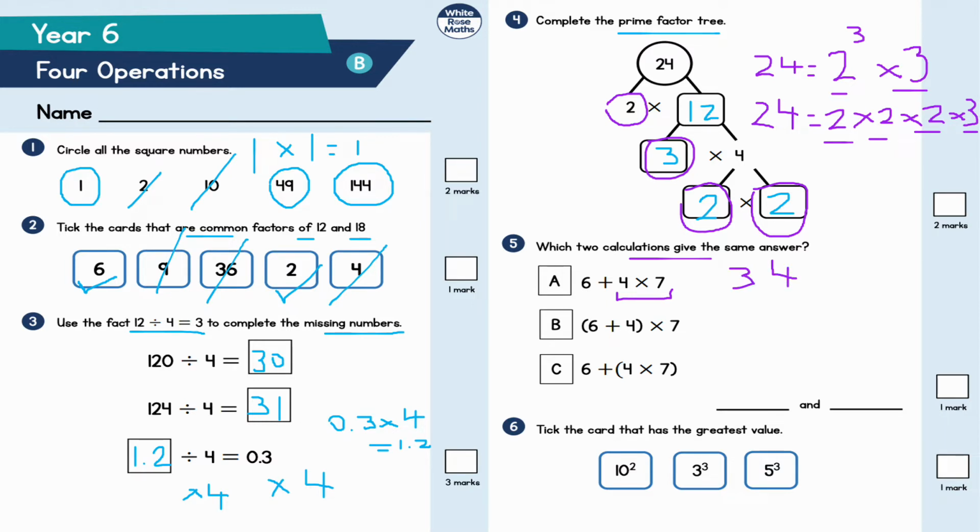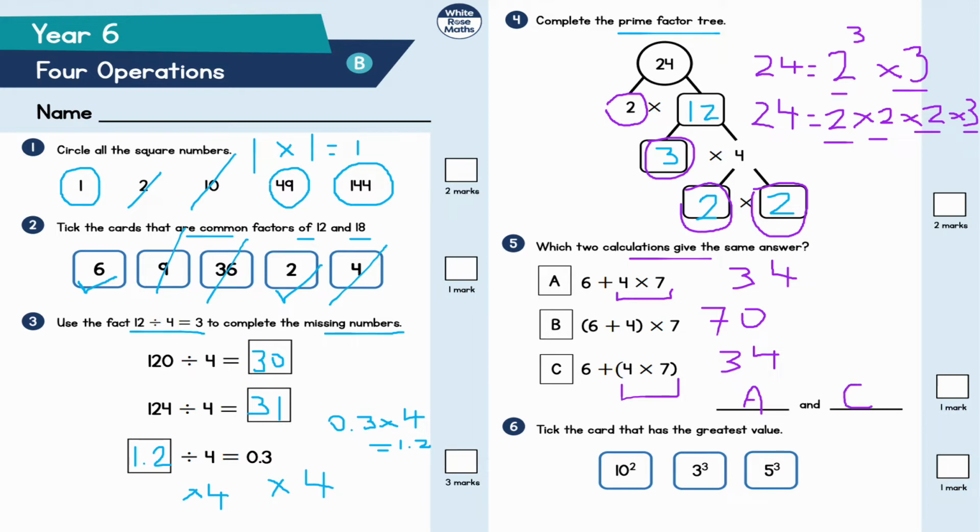This next one, I do what's inside the bracket first, using BIDMAS or BODMAS. 6 plus 4 is 10, times 7 is 70. The next part, okay, 4 times 7 is equal to 28. 6 plus 28 is 34. So which two calculations give the same answer? It's A and C, guys.